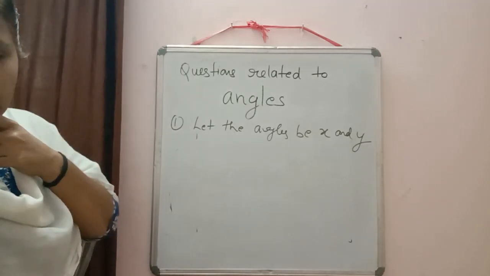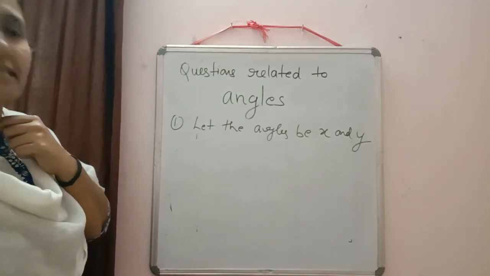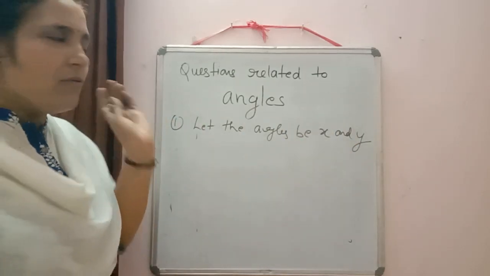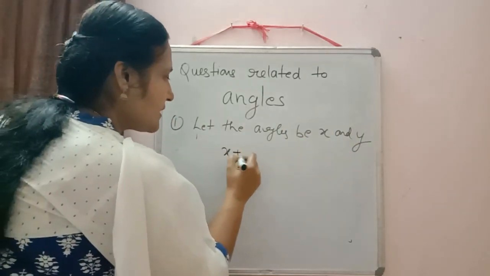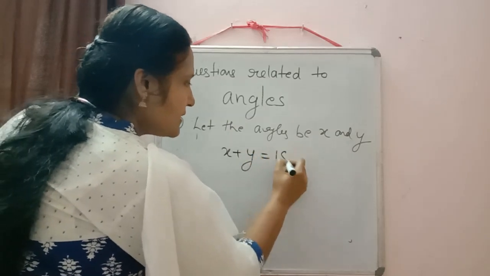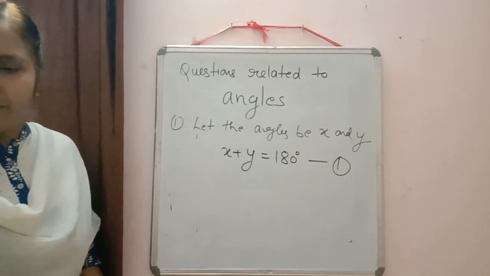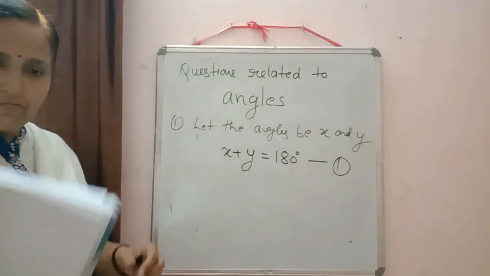So first, it is given that these two angles are supplementary. Supplementary means their sum will be equal to 180 degrees. So we got our first equation: x plus y is equal to 180 degrees. Equation 1.